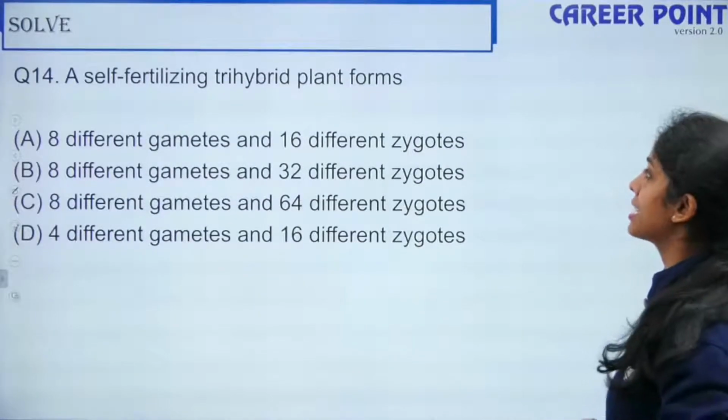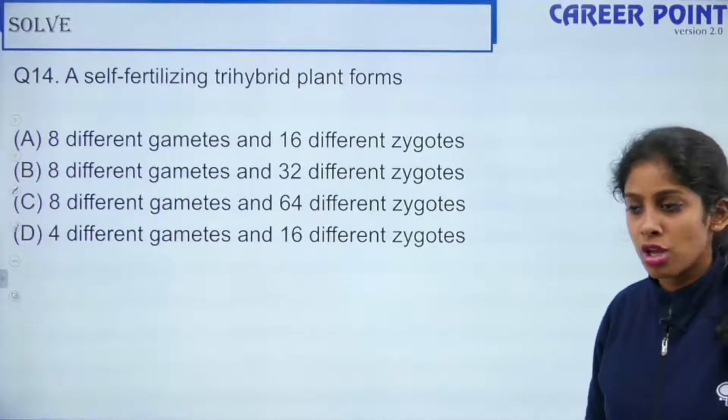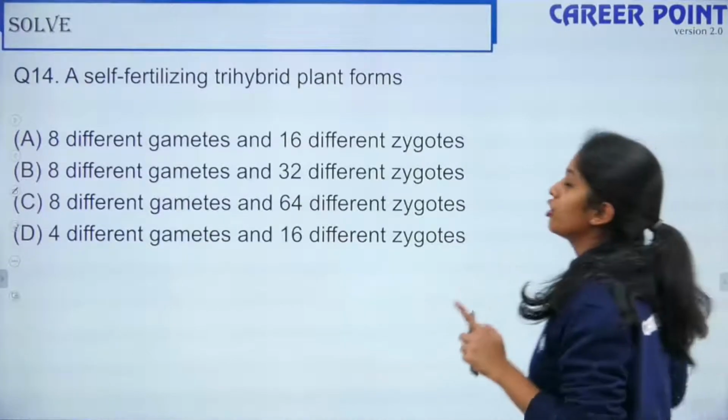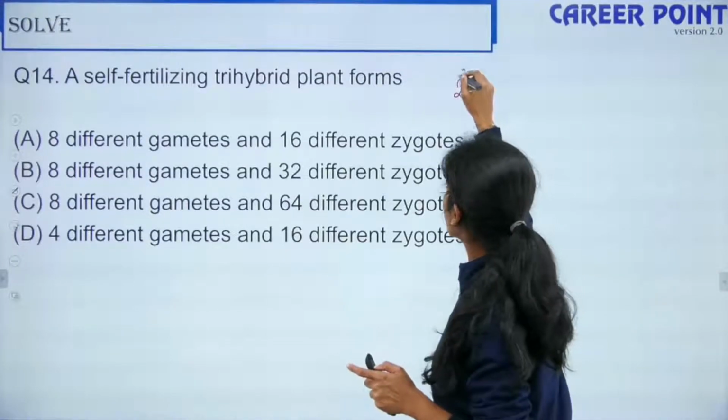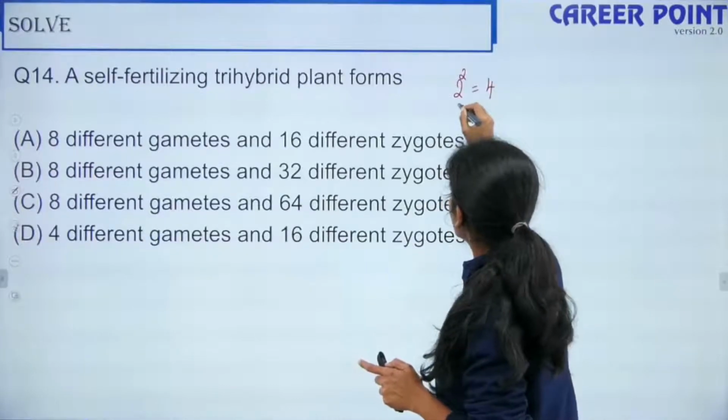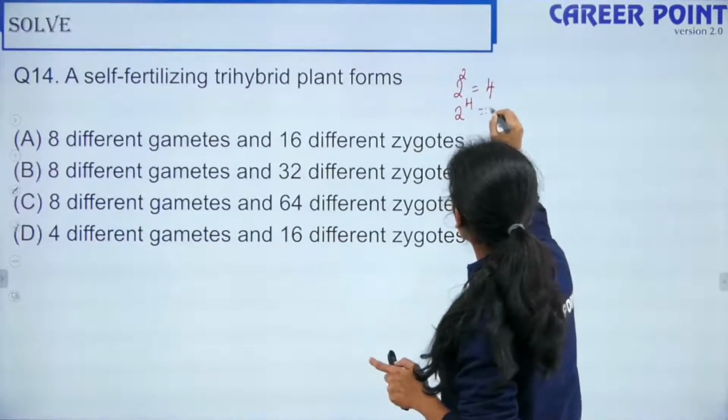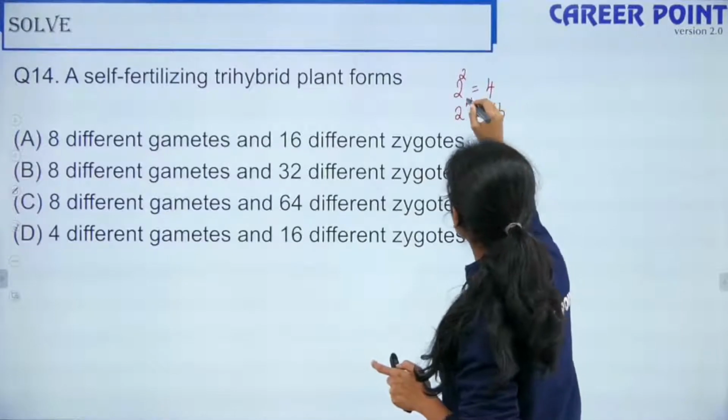A self-fertilizing trihybrid plant forms. So if it's a monohybrid plant, the total offspring is 4. So if it is a dihybrid and if there are 4 gametes, you form 16, right?